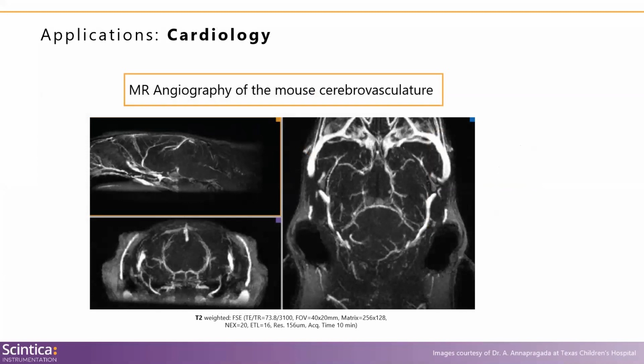Another common application for MRI is cardiovascular studies. An example is angiography, and this is used to generate images of arteries and sometimes veins in order to evaluate them for things like stenosis, occlusions, aneurysms, or other abnormalities. This is often done with a contrast agent such as gadolinium.